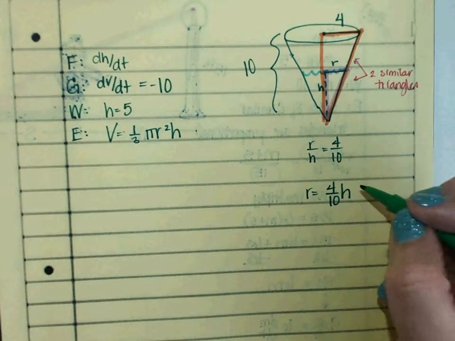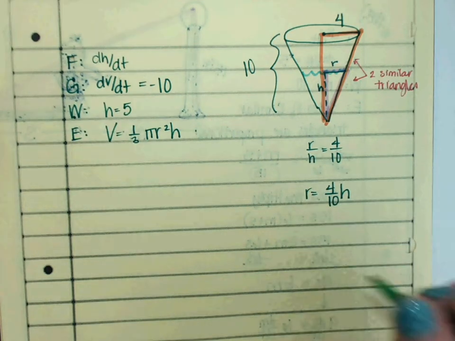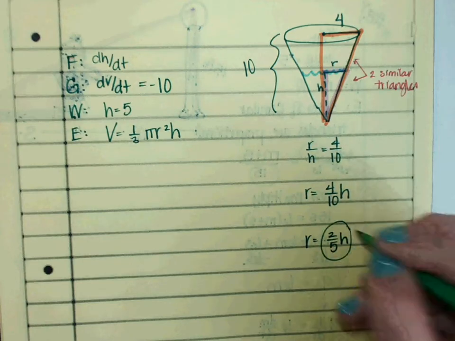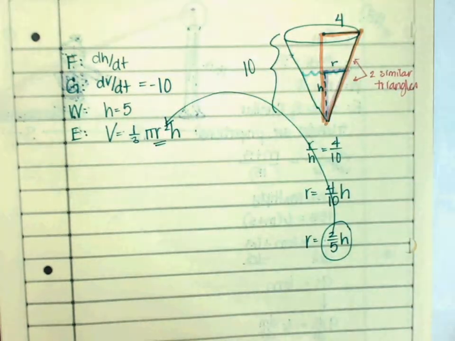Okay, so from here, is there any other way I could reduce that? Okay, what is r going to be? 2 over 5 h. And then we're taking that, dropping it in there.